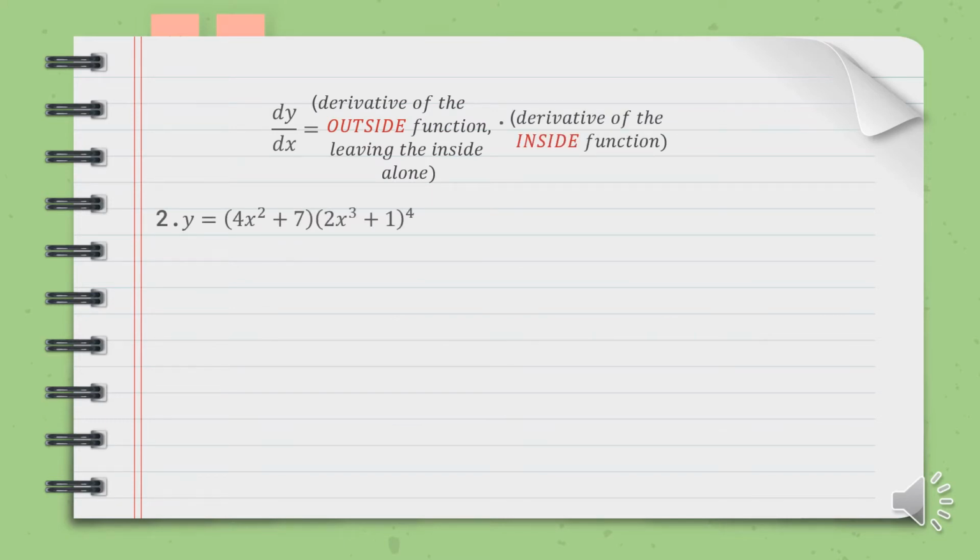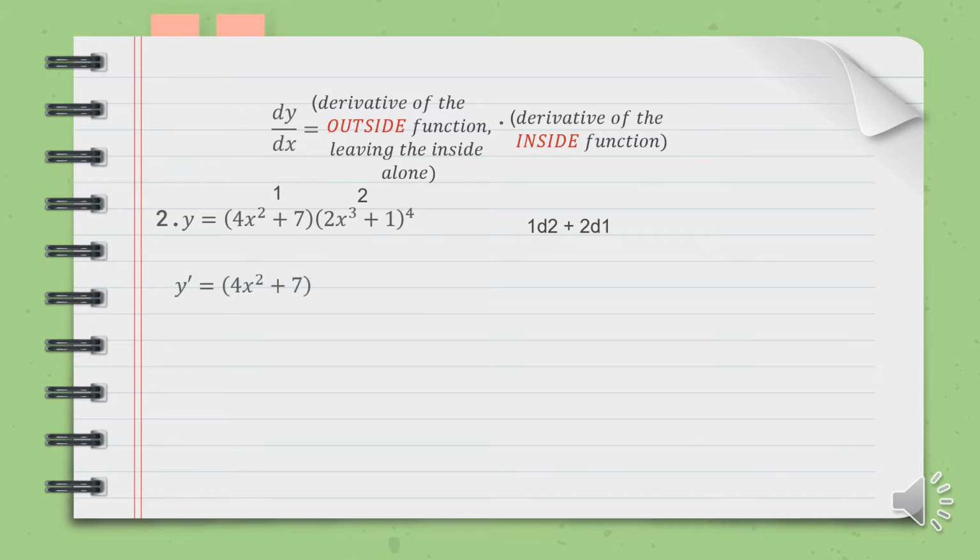For the second example, we have y is equal to 4x squared plus 7 multiplied to 2x cubed plus 1 raised to 4. So, kung nakikita nyo, meron tayong unang factor, meron tayong pangalawang factor. Okay, pwede natin gamitin yung idea ng ating product rule, which is 1d2 plus 2d1. Copy the first, derivative of the second, plus copy the second, derivative of the first. So, gamitin natin yung idea na yan sa paghanap ng ating derivative.